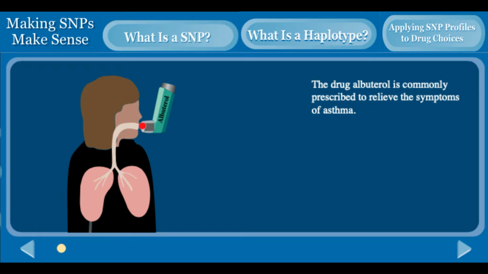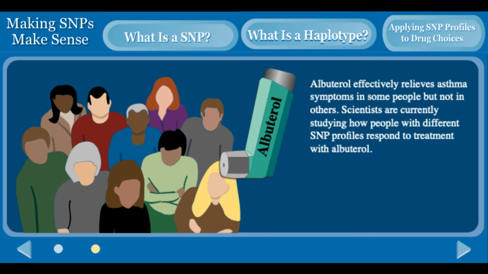Albuterol is a drug widely prescribed to patients to help relieve the acute symptoms of asthma. However, medicine is rarely one-size-fits-all. While albuterol provides effective relief for some, it fails to help others entirely. Scientists are currently hard at work studying why individuals with different SNP profiles demonstrate such varied responses to this treatment.